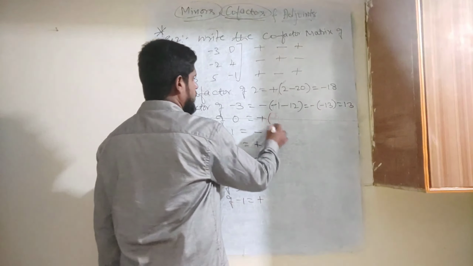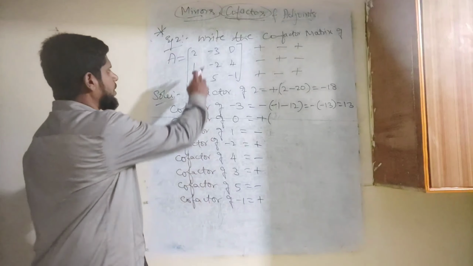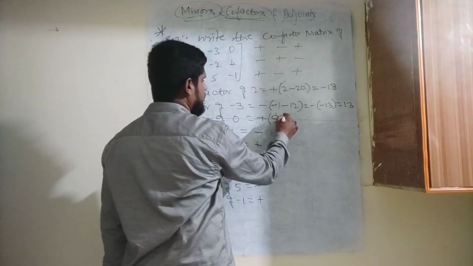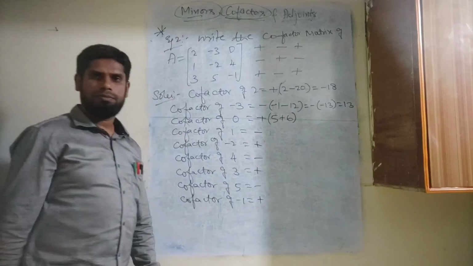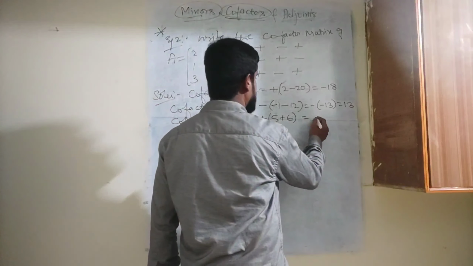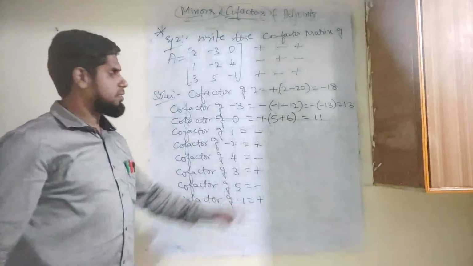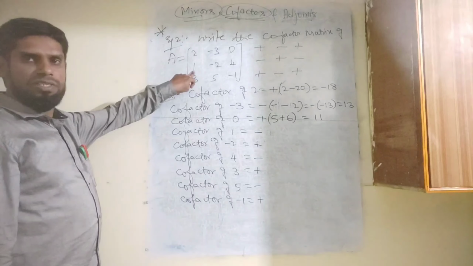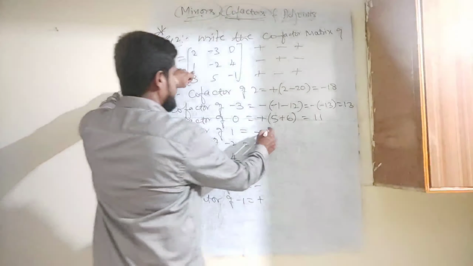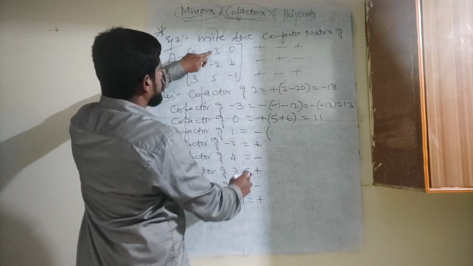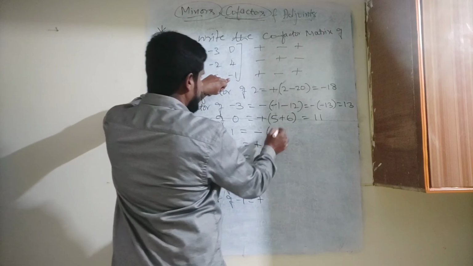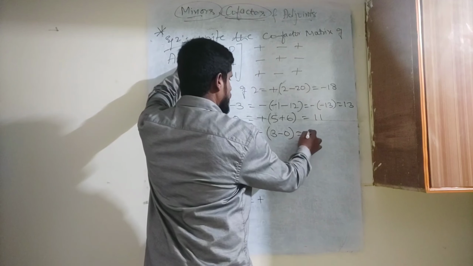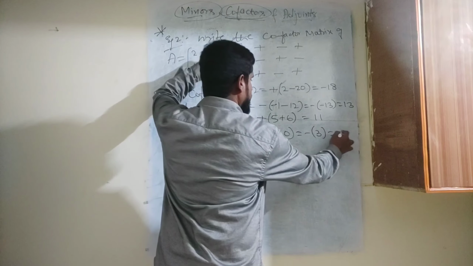The next cofactor of 0, so 1 into 5 is 5, minus 3 into minus 2 is minus 6, minus into minus is plus 6. So it is 5 plus 6, 11, into plus, it's plus 11. Next, cofactor of second row first element, which is 1. Hidden sign is minus. So minus 3 into minus 1 is plus 3. Now 5 into 0 is minus 0. So minus into 3, it's minus 3.